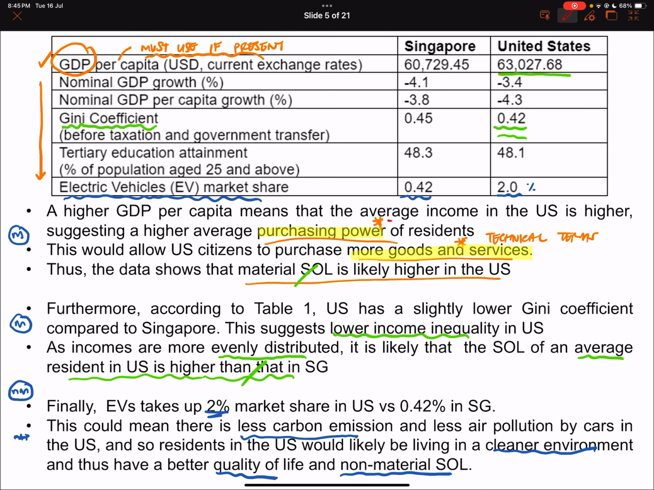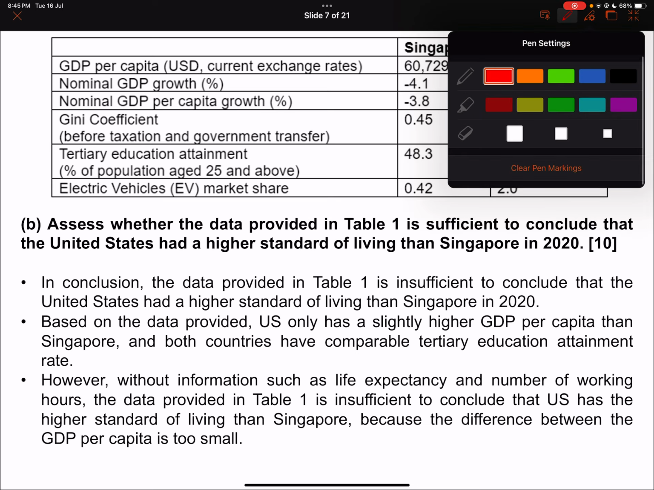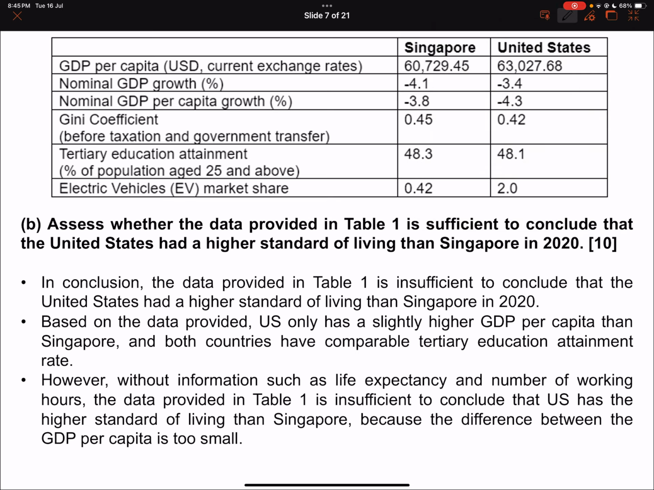Okay, so what's our conclusion? Actually, if you want to have a conclusion about standard of living, no way you're going to do that just by looking at these indicators. So what we're doing here, okay, so what we want to do is you signpost first, okay, and then give a stand. Okay, so my stand is that I don't think it's sufficient.